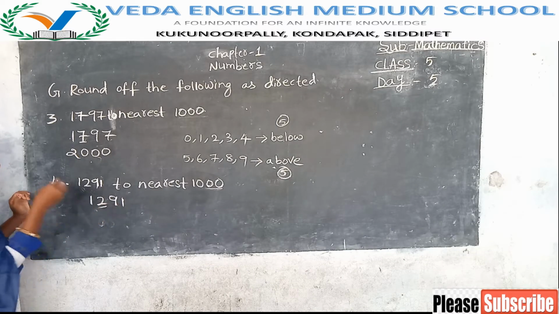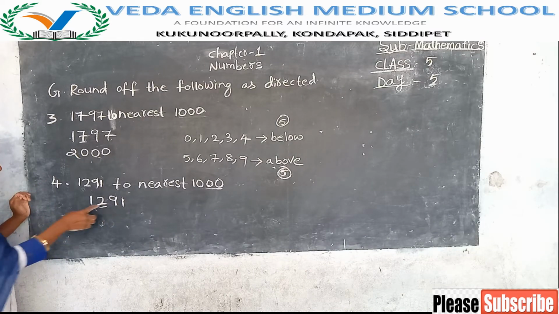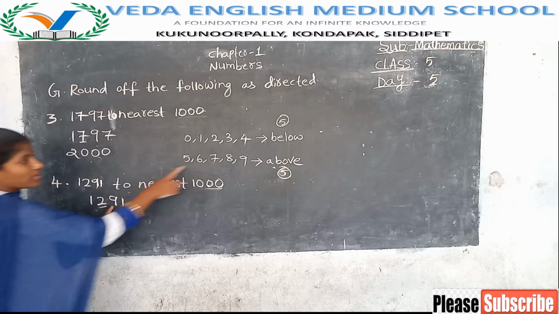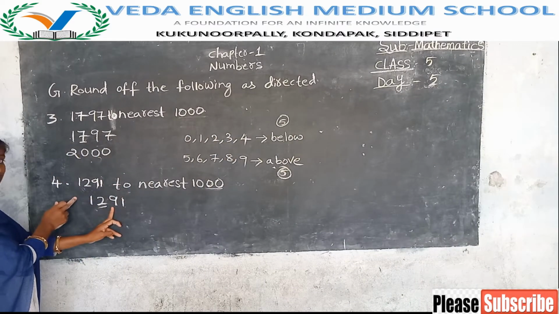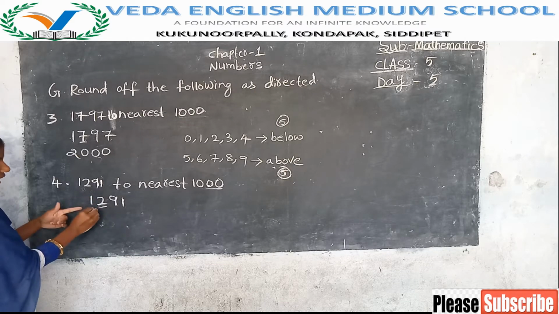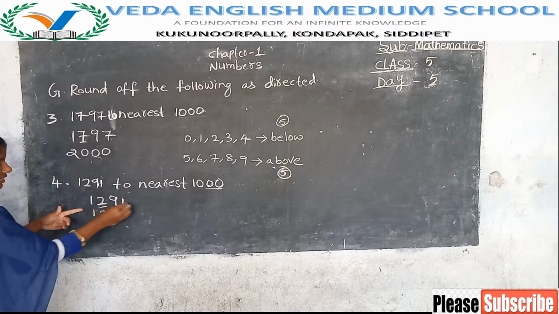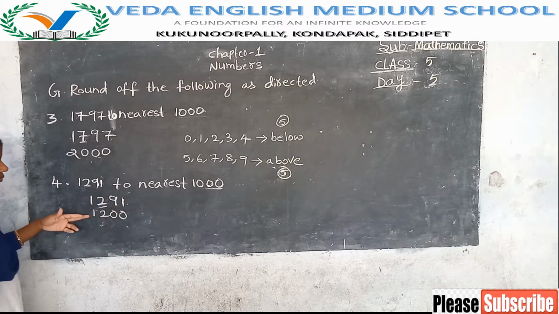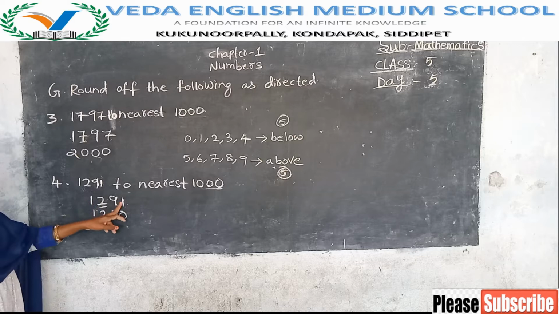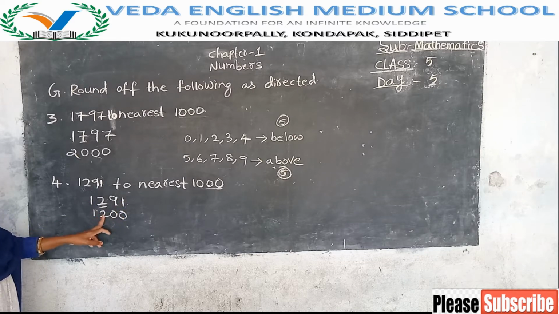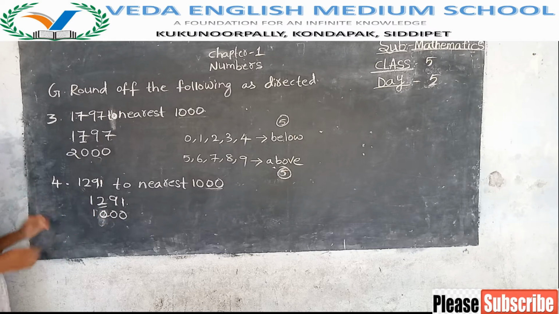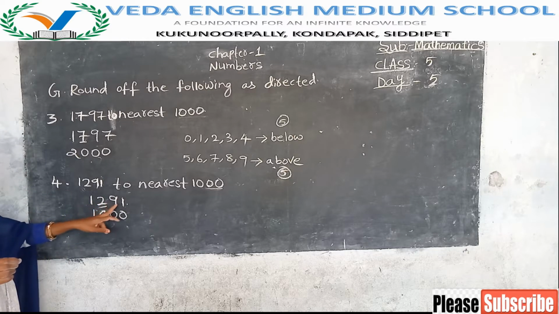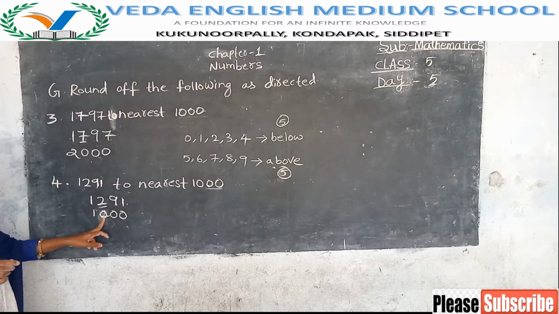Ones, tens, hundreds. What do you have in the hundreds place? 2. Is 2 above 5 or below 5? Below 5. If the number is below 5, don't increase the next number. You have to write it as it is, and the remaining also as it is. In the remaining 2 places we have 0. So 1291 is nearest to 2000. Sorry, 1000. 1291 is nearest to 1000.